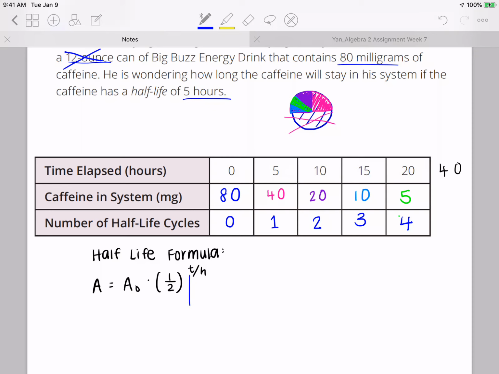Okay, so let me point to this. T stands for time, and H is half-life. Okay, A sub 0 is the initial amount, and this last one, A, is the leftover amount.